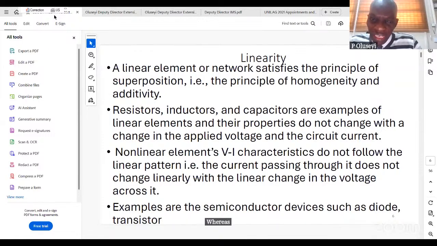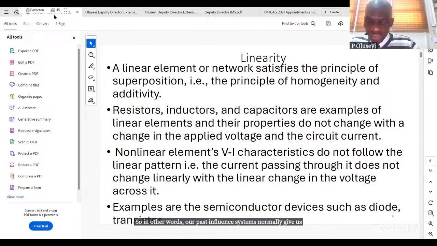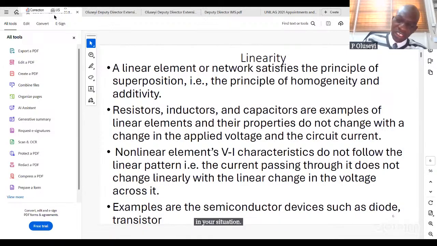Whereas in non-linear elements, IV characteristics do not follow the linear pattern, just like the name suggests. That is a nonlinear system. Examples are semiconductors, such as diodes, transistors, and things of that nature that we use in the network. In other words, our passive resistances normally give us a linear situation, while the active elements may not be linear.